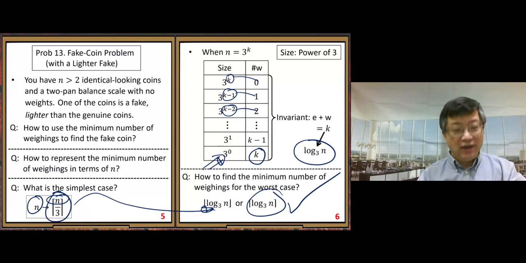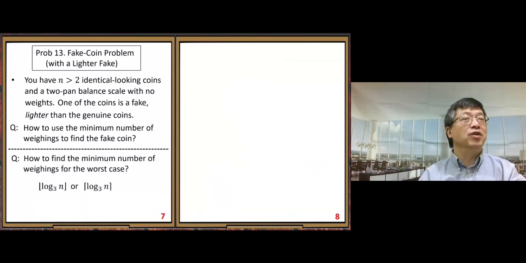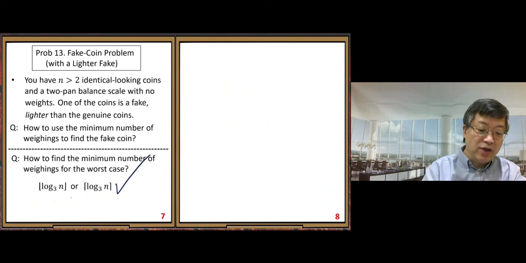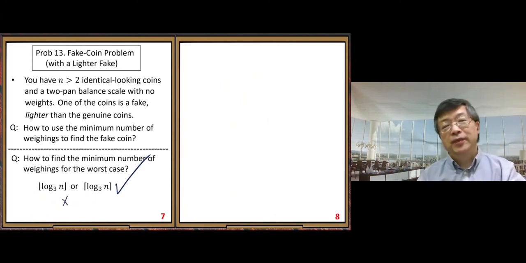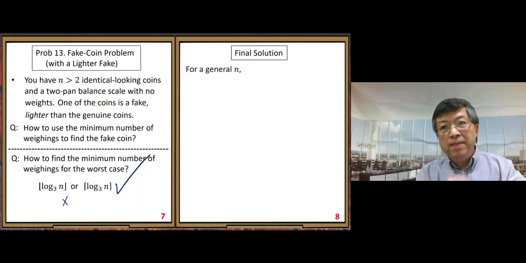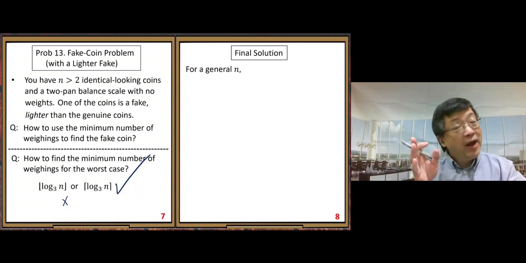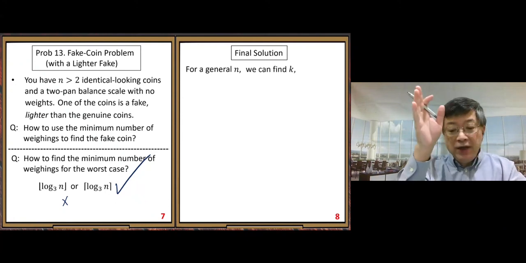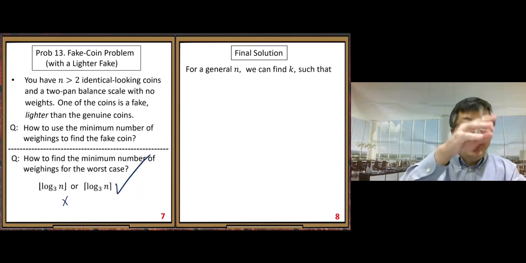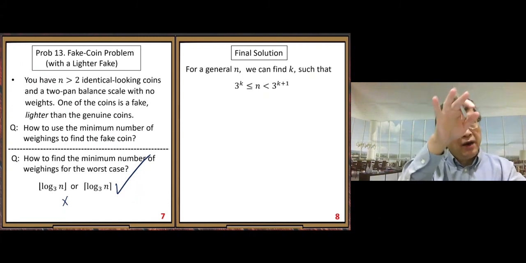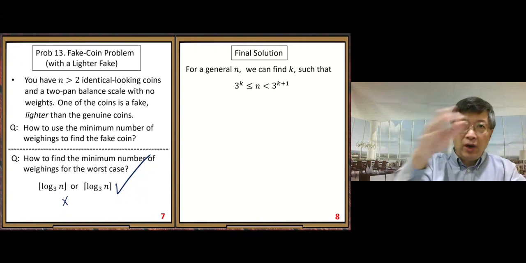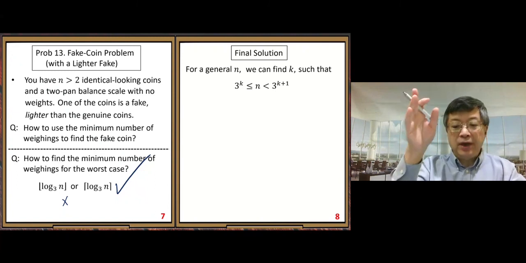Why? We can understand that easily. Why is it the ceiling function and not the floor function? It's pretty easy. So let's look at our final solution. For a general n, we can find k. Whatever n is, we can always find an integer k such that 3 to the kth is less than or equal to n, strictly less than 3 to the k plus 1.